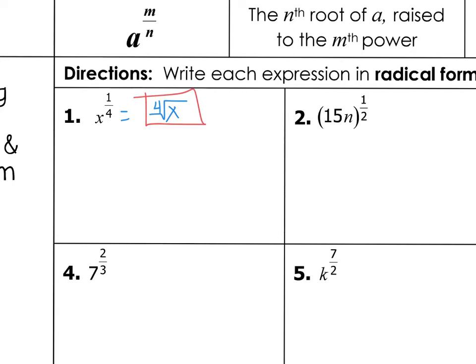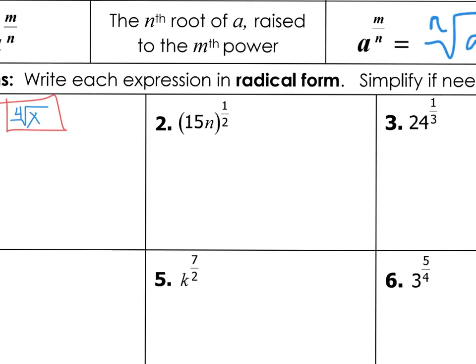Look at number 2, it's a little bit different. This time we have a coefficient and a variable in the parentheses raised to the 1/2. So each of these are independent of the other. So you've got to take that whole base, and you're going to take the second root, which is a square root, of that whole base to the first power. So this is going to equal a square root, so we don't have to put the index in there. And again, if you cover up that denominator, you see 15n to the first power. So the whole 15n goes inside as the radicand.